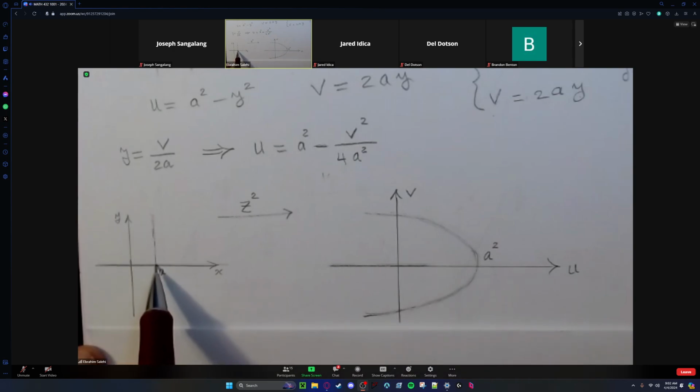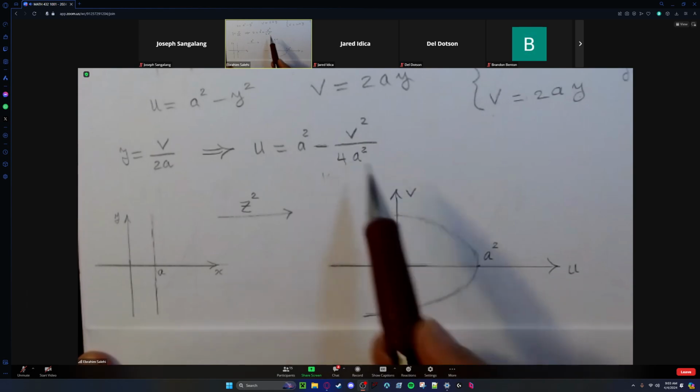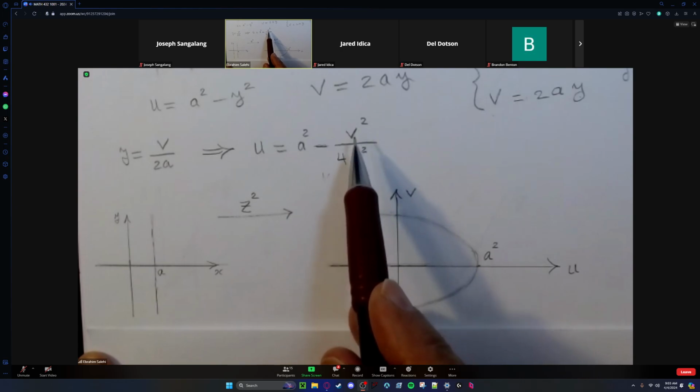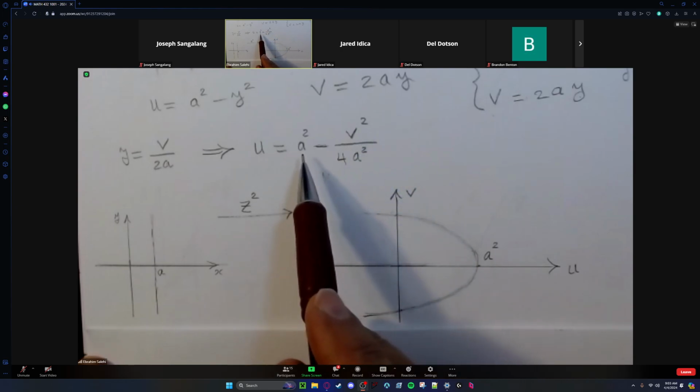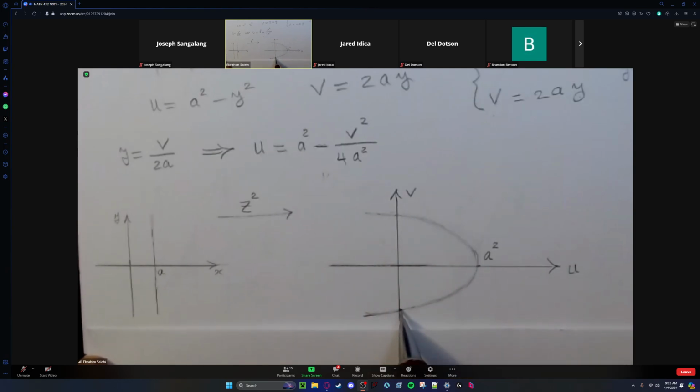This a, of course, becomes a squared, right? And here we can also find these 2 points. When u is 0, you will get v squared over 2a is a, so this is 2a squared. This point is 2a squared. This point is negative 2a squared.